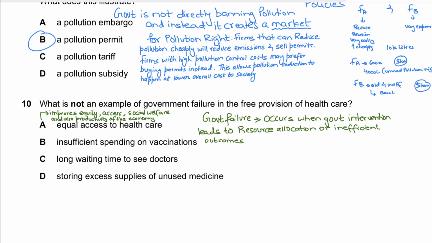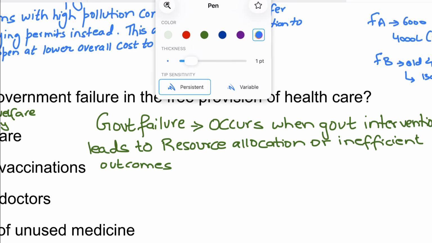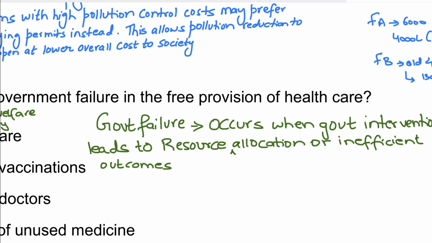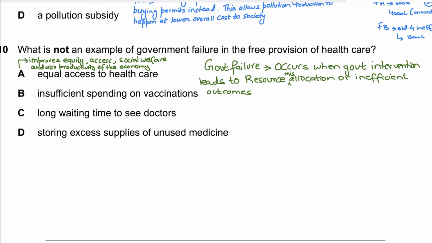Now we know that in the free provision of health, the government is providing healthcare free at the point of consumption, right? So what exactly is government failure? Government failure occurs when government intervention to improve outcomes leads to resource misallocation, or it leads to inefficient outcomes. It results in massive unintended consequences, so that the whole purpose of the policy intervention gets distorted, and it results in worse outcomes rather than improving outcomes.